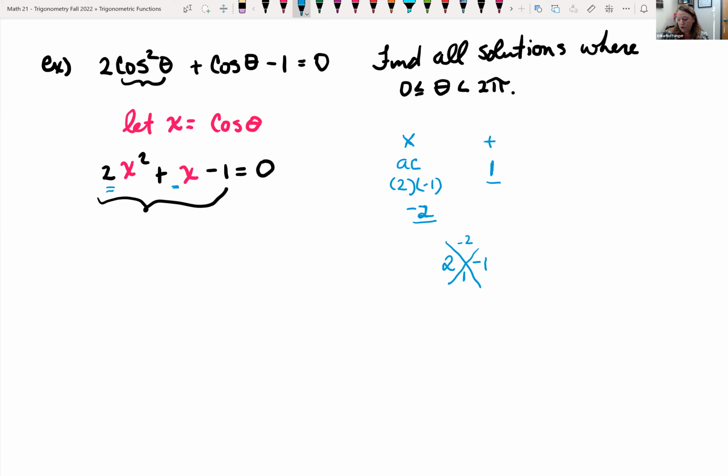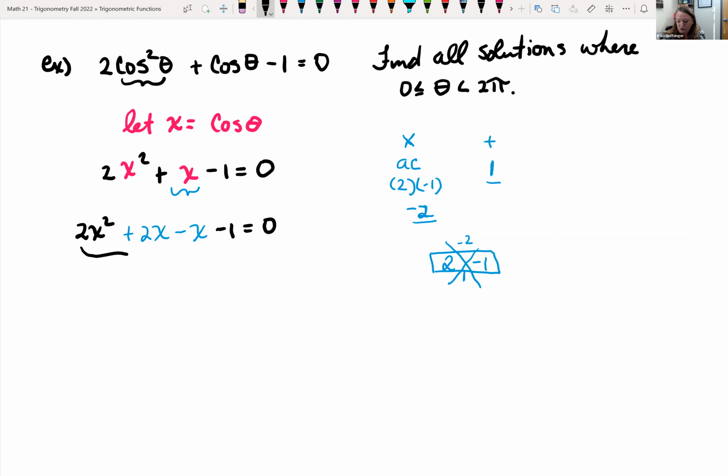So once we figured out what those two numbers are, the trick was that we rewrote that middle term, 1x, as a sum of those two numbers. So we have 2x squared here. So instead of writing 1x, I'm writing plus 2x minus x minus 1 equals 0. And so using that AC method, once you found those two numbers and rewrote the middle term using them, then you factored by grouping.